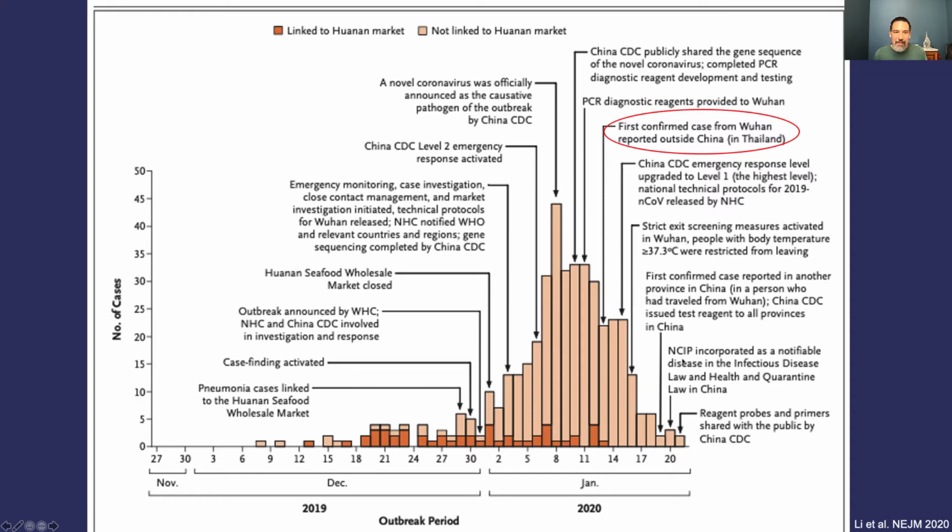On January 19th, the first report of a confirmed case outside of Wuhan province, but within China, was reported in someone who had traveled from Wuhan. So from this first report of just 425 first cases, you can begin to see the potential for something much larger than what was happening in Wuhan, China.